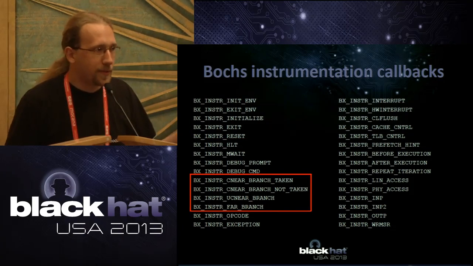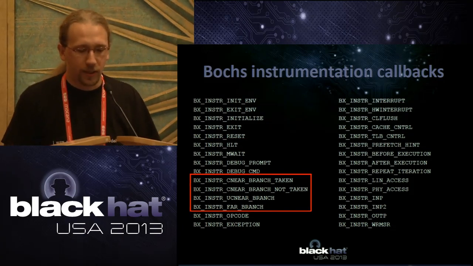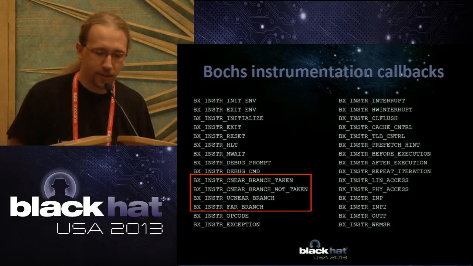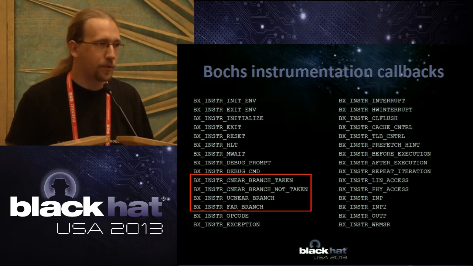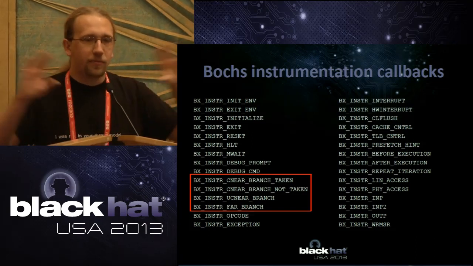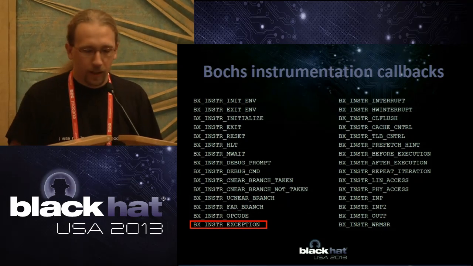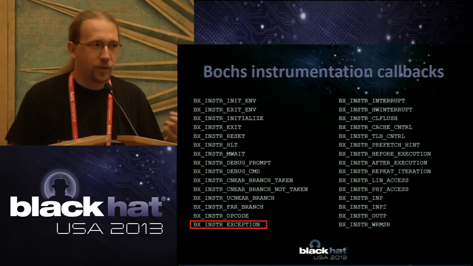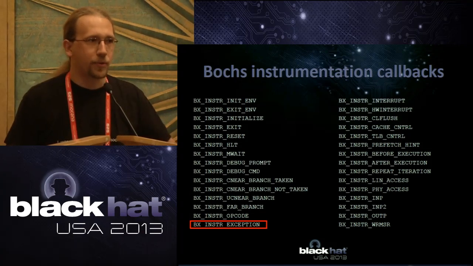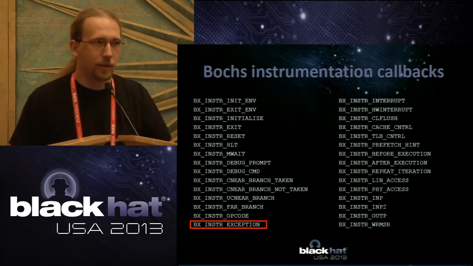This is more interesting. This is actually for basic block instrumentation. So there is branch taken, branch not taken, far branch, and so on and so on. So you get an event when a jump happens in the guest machine. You get a callback. There's also, of course, instrumentation for exceptions. So when exceptions happen, you get a callback, and you can check the state.